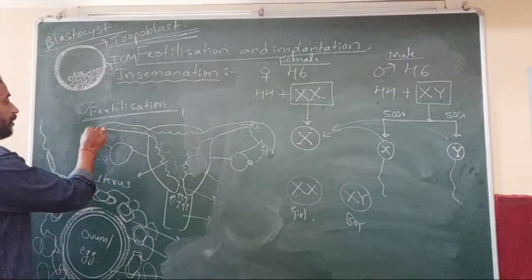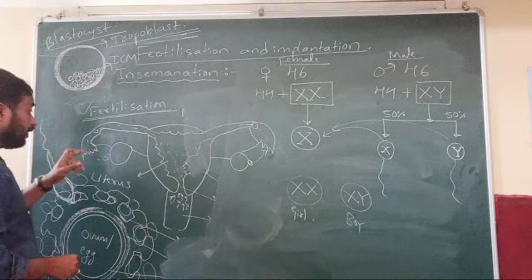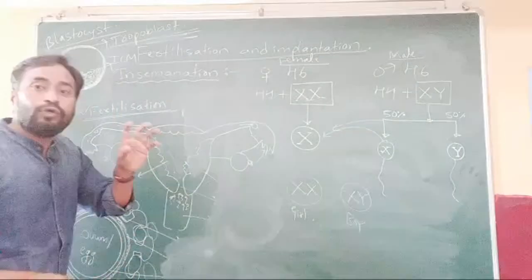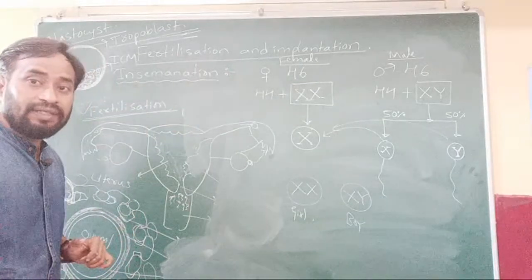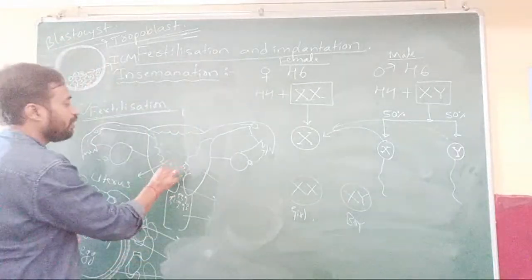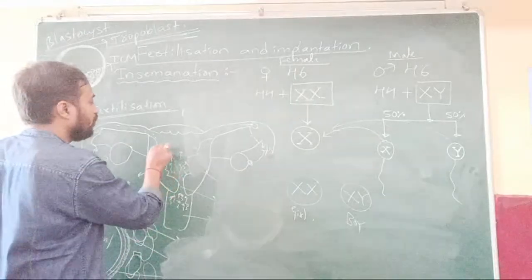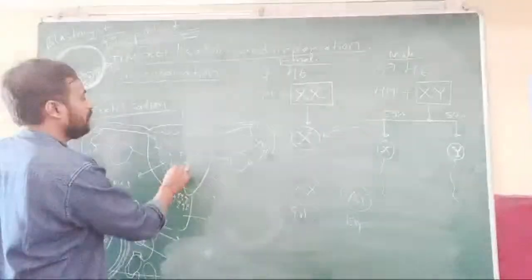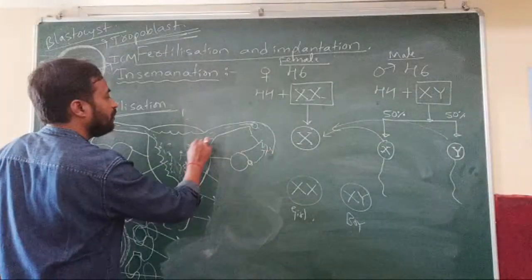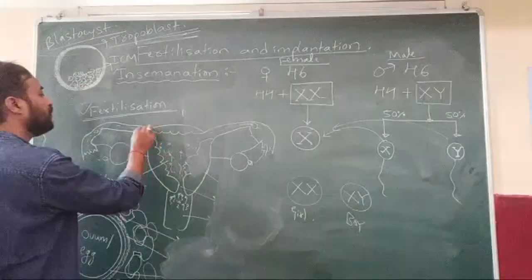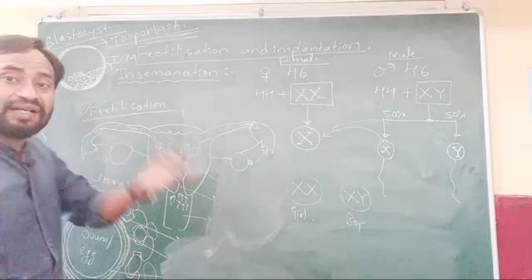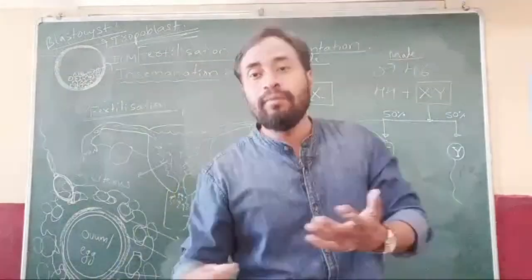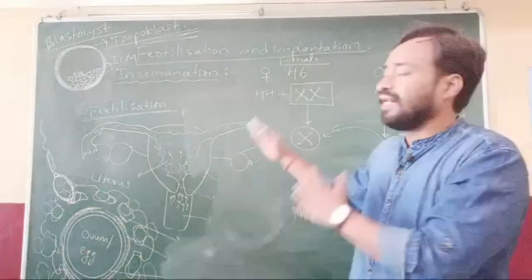Okay, and that also reached the ampulla. There are now two ova, two oocytes. In such a condition, what happens? Sperms are in millions, 200 to 300 million. Some sperms go to this fallopian tube, and some sperms will go to that fallopian tube. Here there is a chance of both the ova getting fertilized.